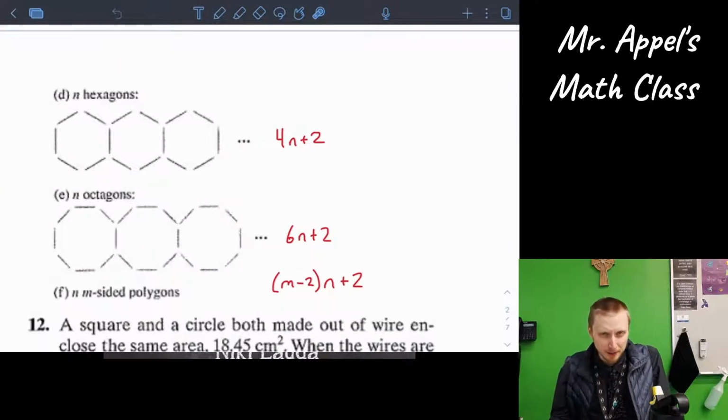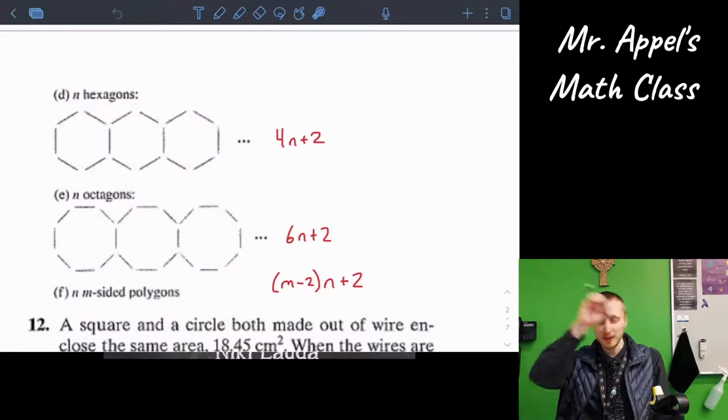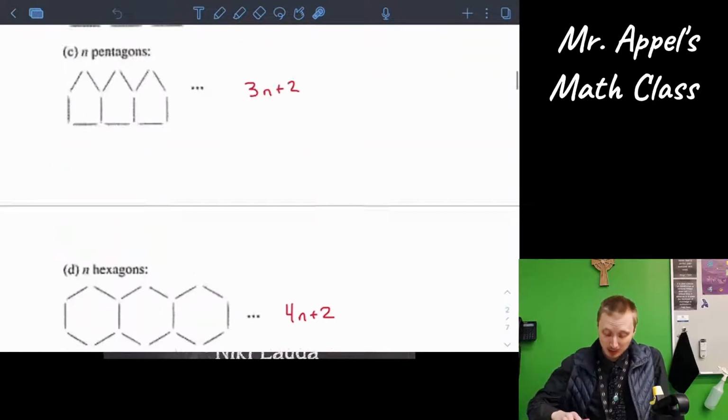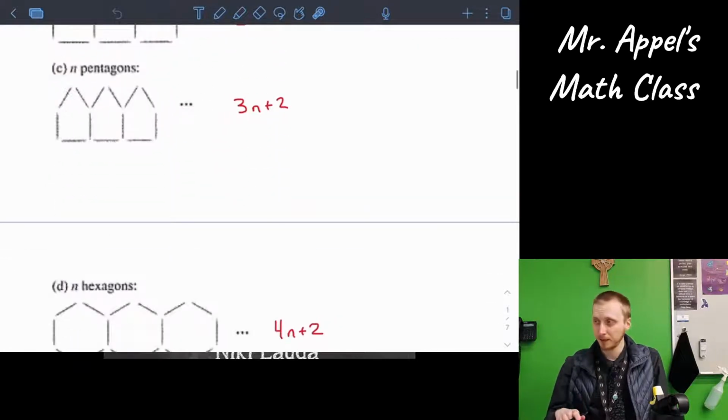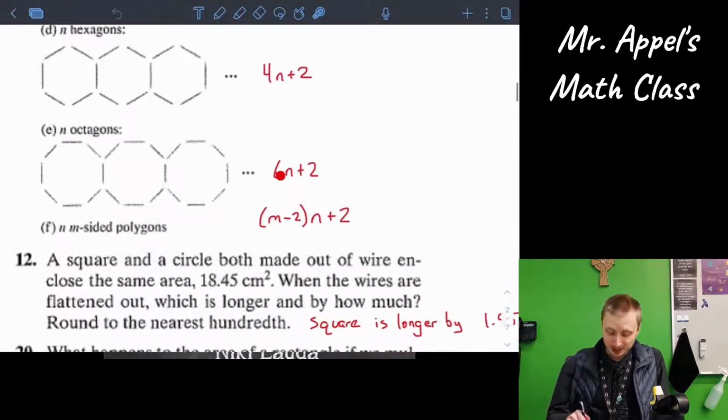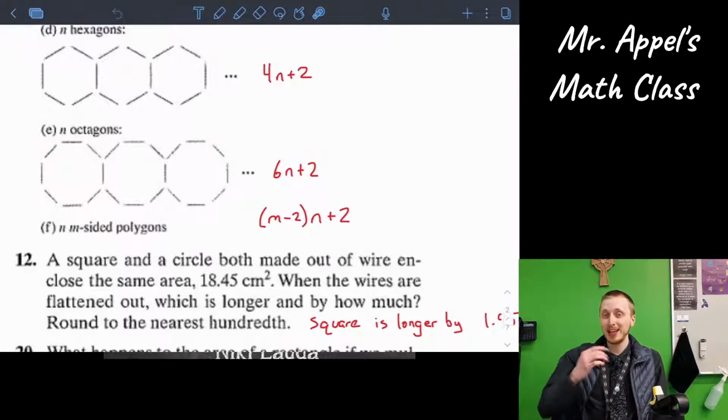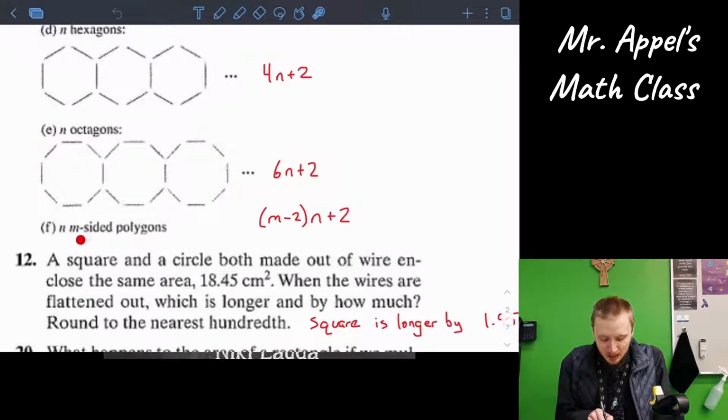You see what they're doing here? Within each item, we found the pattern, and now looking vertically, we find a pattern among the patterns. It's always plus 2, and it counts up n, 2n, 3n, 4n, 6n for octagons. So in general, for any m-sided polygon, it's going to be 2 less than the number of sides. Octagon has 8 sides, so we use 6. Right? M minus 2 times n plus 2.